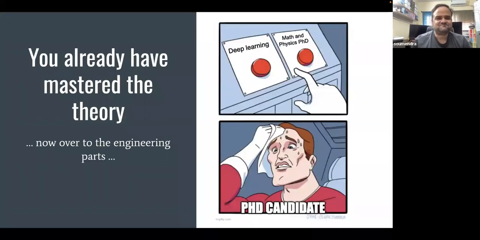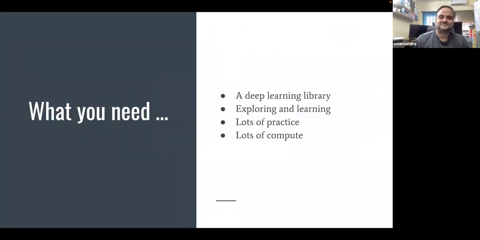Right. So you have already mastered the theory, or you are going to. If you are going to get deeper into deep learning, you essentially have to master the engineering parts. For that, you're going to need 4 things. These are the 4 things where you should focus your attention and efforts. You're going to need a deep learning library. You have to explore and learn.